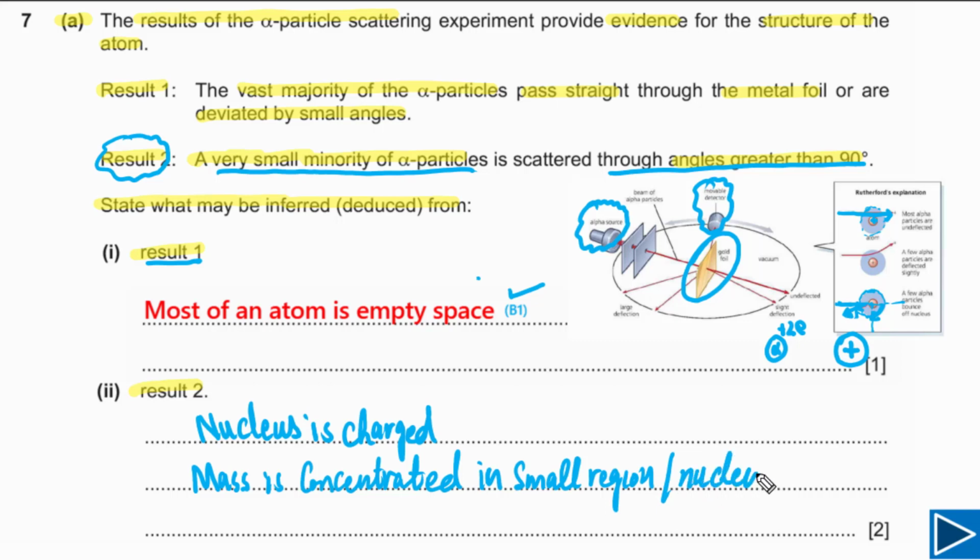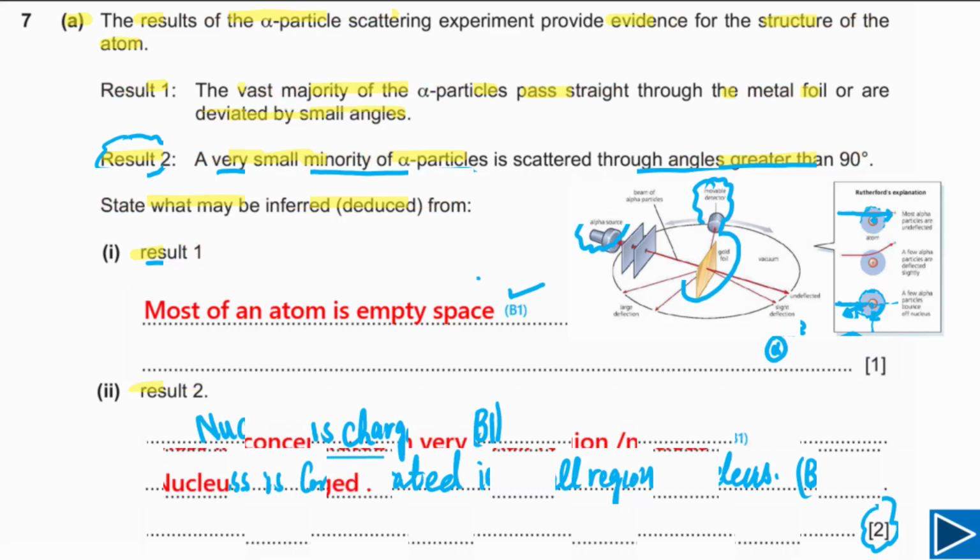So if you write down these 2 points, you will get 2 marks, because this part has 2 marks. The first mark is if you have written nucleus is charged, you will get 1 mark. And the second mark, if you have written mass is concentrated in nucleus, you will get second mark. And these 2 marks are B marks, means it has to be in your answer.